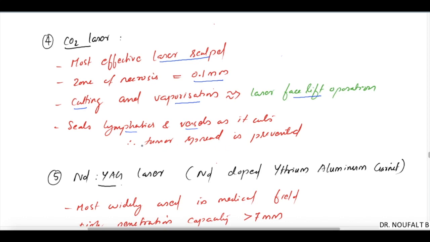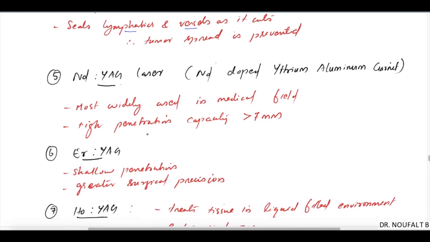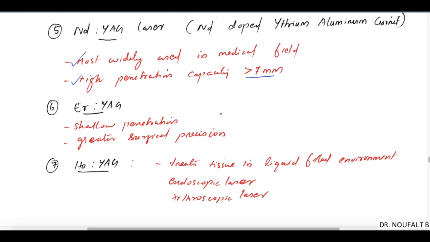spread can be prevented. Next is the Nd:YAG laser, that is neodymium doped yttrium aluminum garnet. That is the most widely used laser in the medical field. Here there is high tissue penetration capacity of more than 7 millimeters. Then comes the erbium YAG laser. Here there is shallow penetration but greater surgical precision.